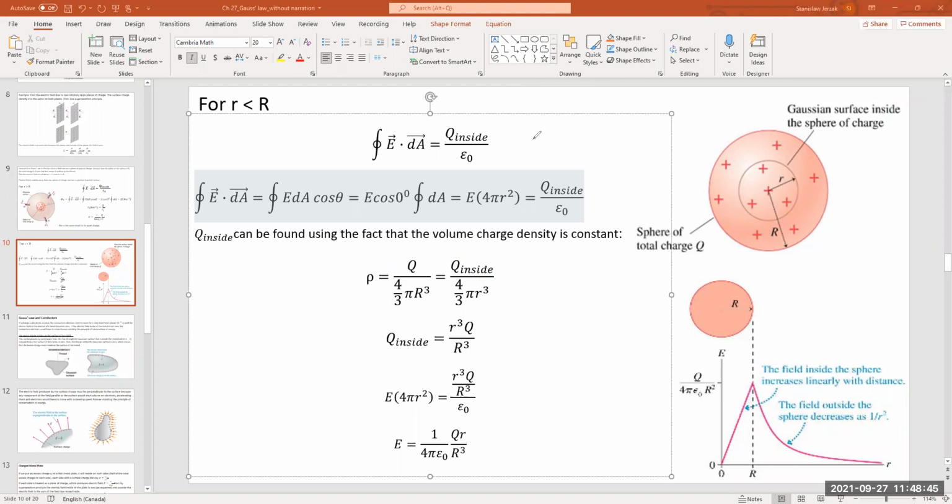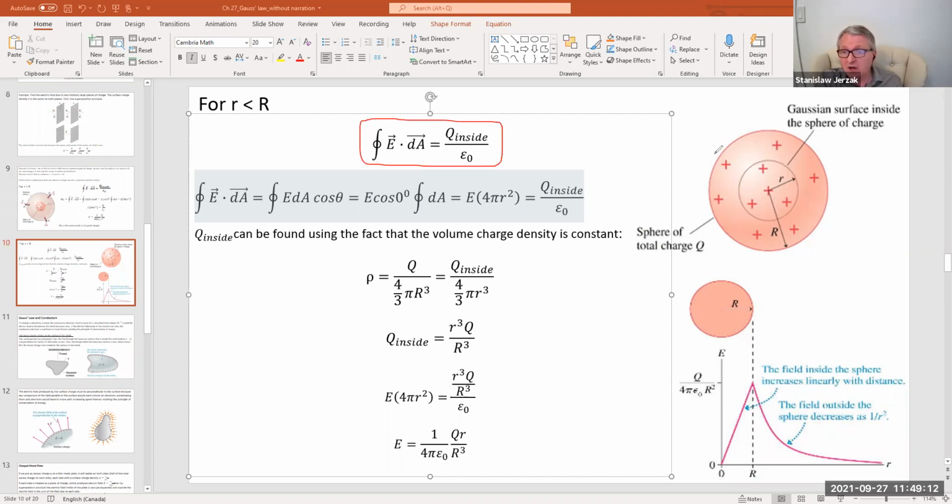Does it have to be a sphere inside the Gaussian surface? That is a very important question. The only convenient Gaussian surface to solve for electric field on this slide, right inside, is the spherical Gaussian surface. Of course, you could select a non-spherical Gaussian surface. What if you would select a cube?